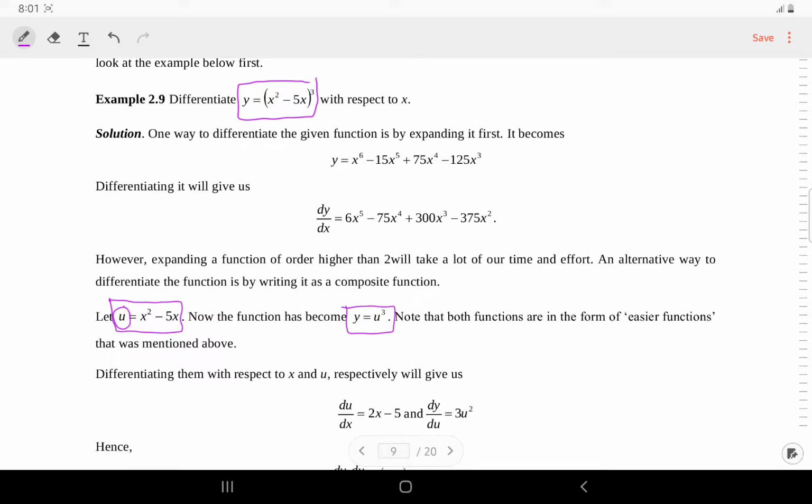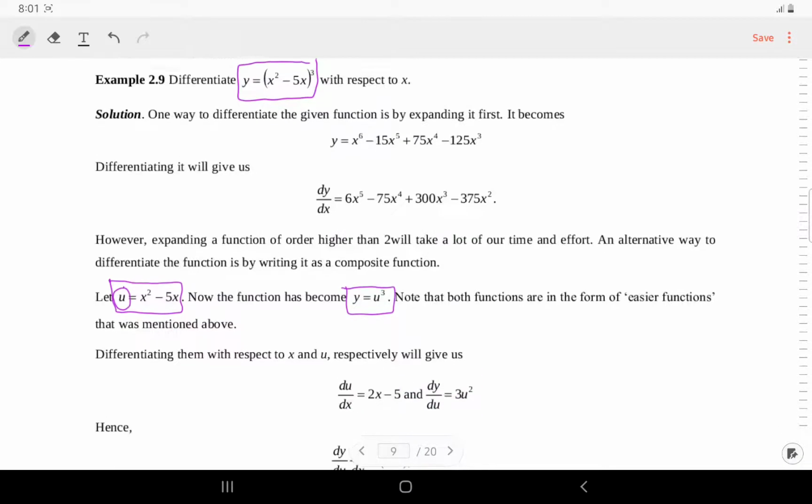So we need to differentiate these two functions. To differentiate u with respect to x, we will get du over dx, which is 2x minus 5. This is the direct differentiation. And then to differentiate this function, which is a function of y with respect to u, we will get dy over du. So it will become 3u to the power of 2. This is the simple differentiation.